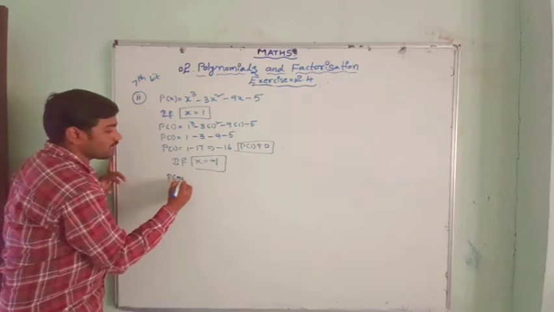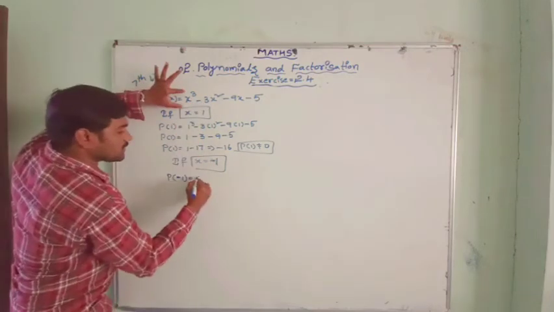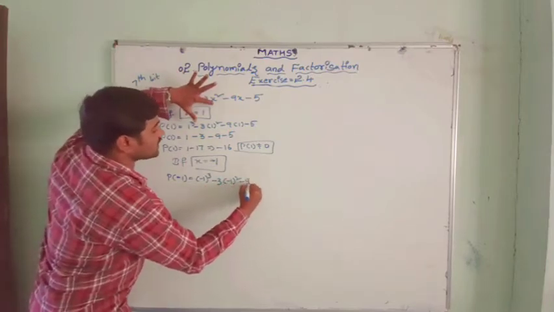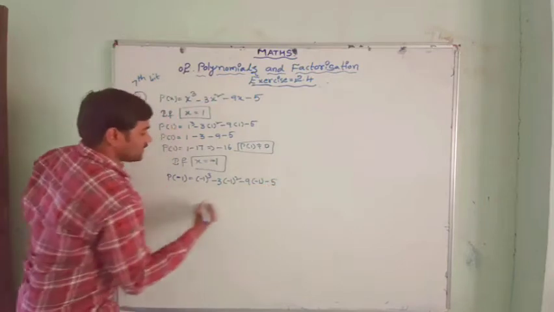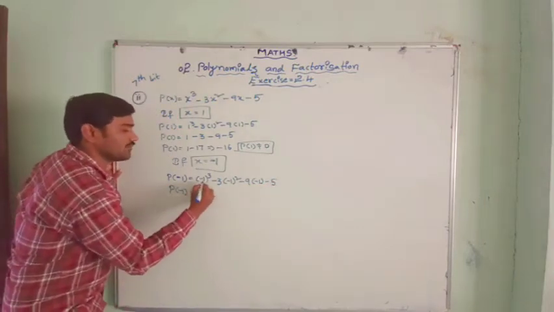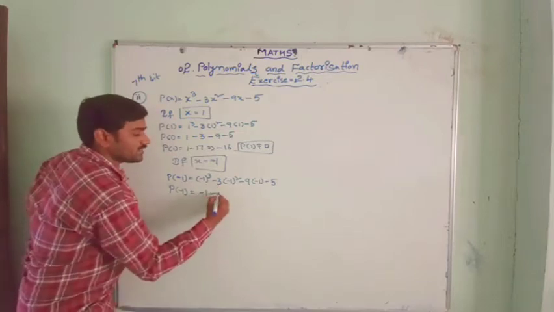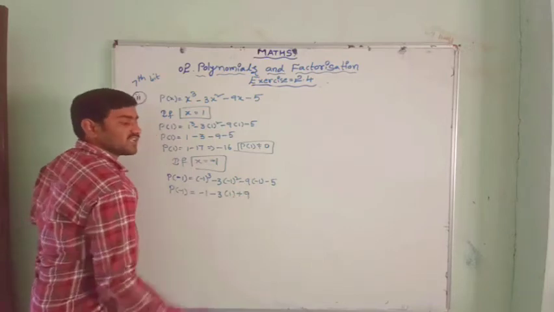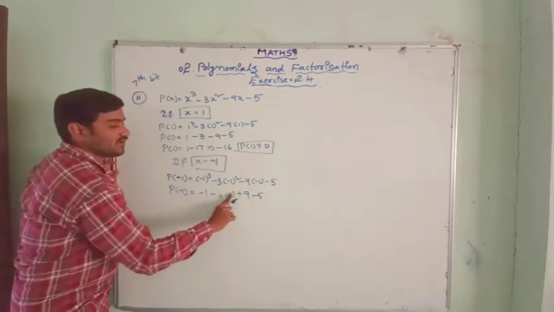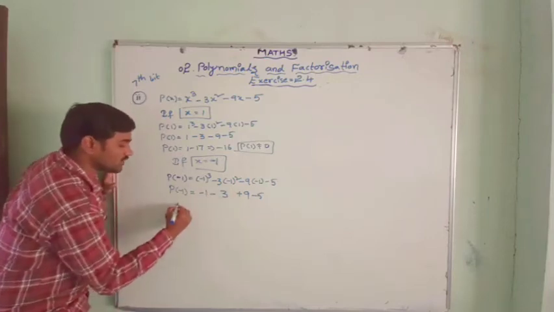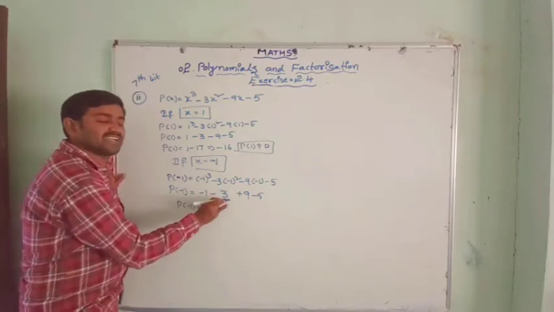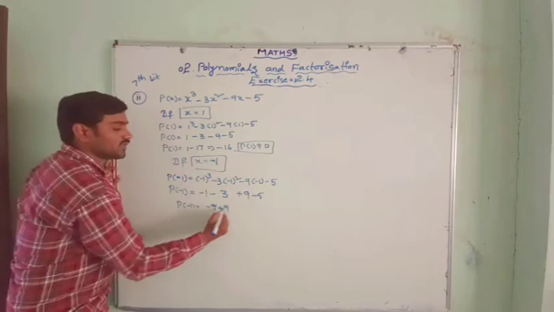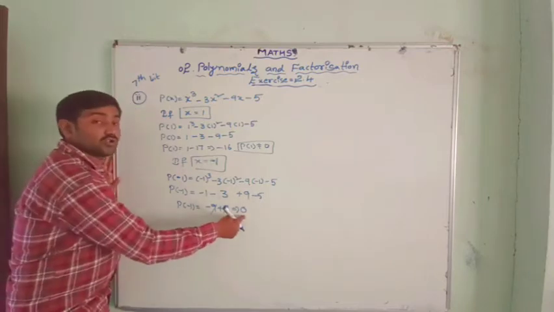p of minus 1 equal to minus 1 whole cube minus 3 into minus 1 whole square minus 9 into minus 1 minus 5. Let us see here. p of minus 1 equal to: minus 1 whole cube is minus 1, minus 3 into minus 1 whole square is minus 3 into plus 1, minus into minus is plus 9, and minus 5. So p of minus 1 equal to minus 1 minus 3 minus 5 plus 9, that is minus 9 and plus 9, both get cancelled, equal to 0.